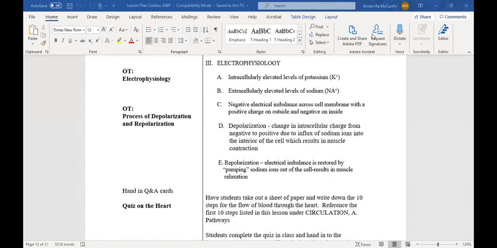So I'm going to stop my share and show you on the board what's going on at the cellular level.